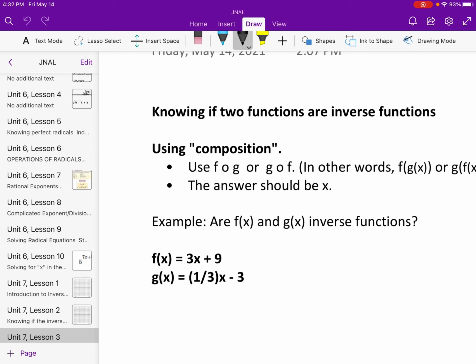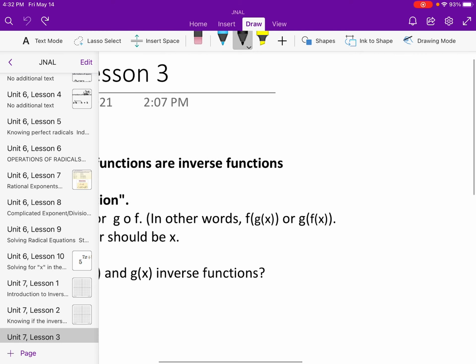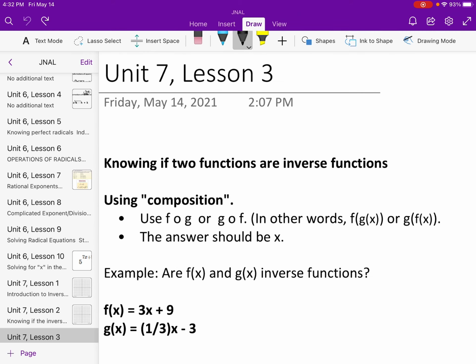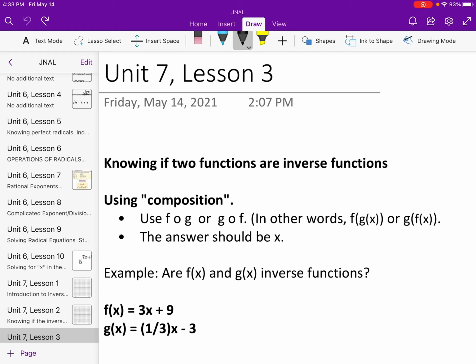We need to know how to use composition, and so this looks like f∘g, but that circle looking thing is just a composition symbol. If that doesn't make sense, basically you put a different function in the place of x. So if you had f of g, then that means you put the whole g function into the x of the f. Or the opposite if it was g of f.